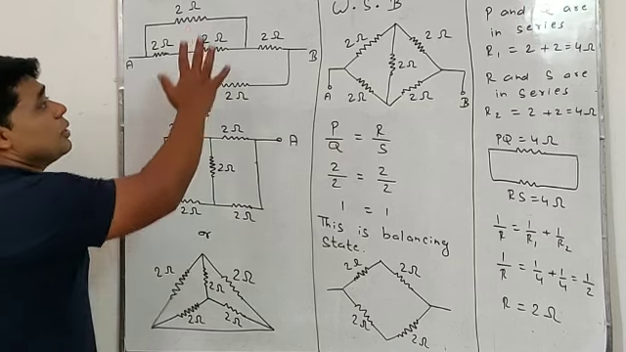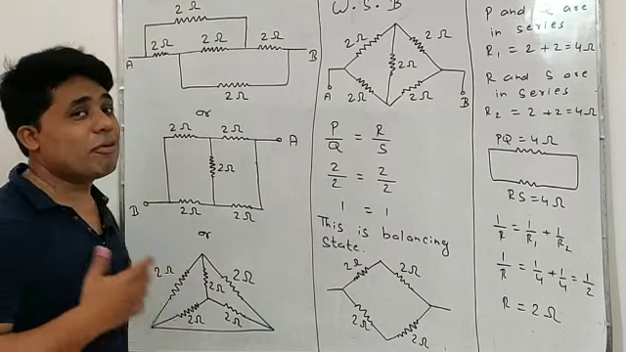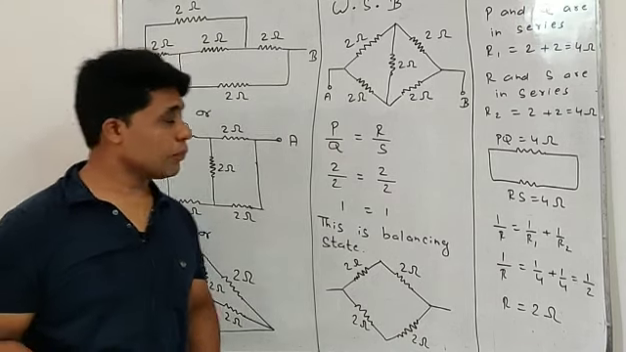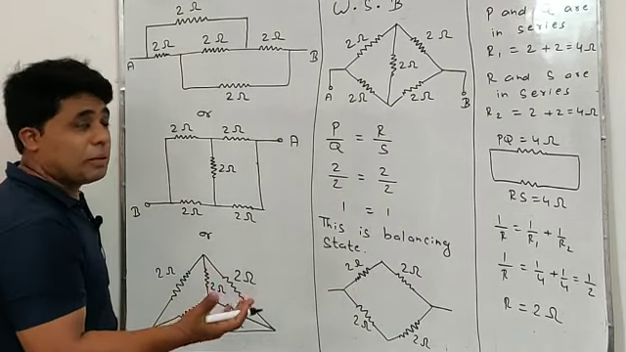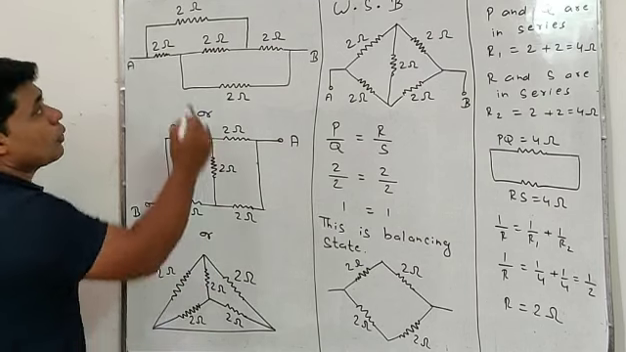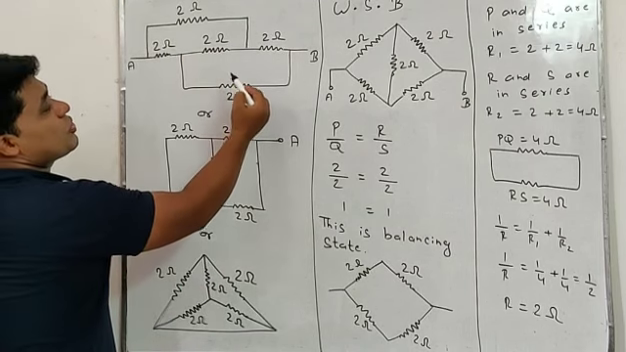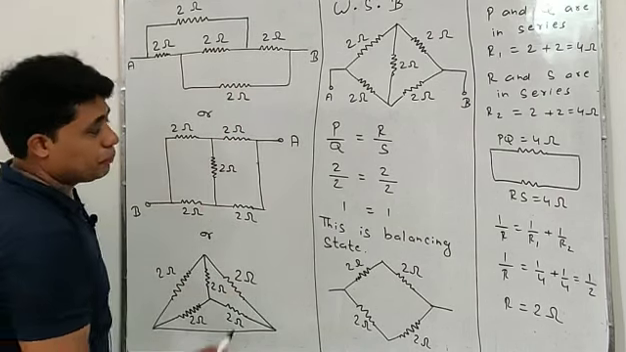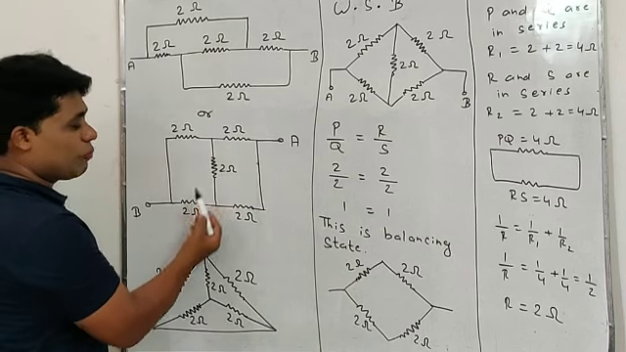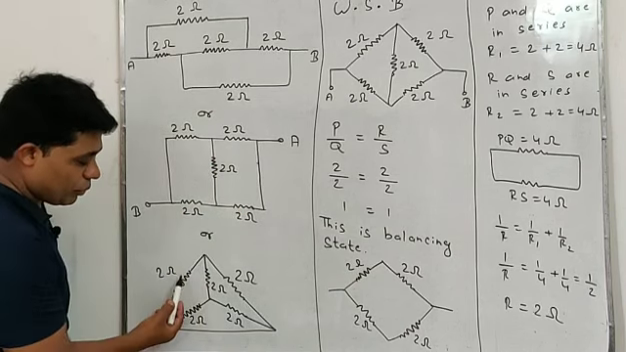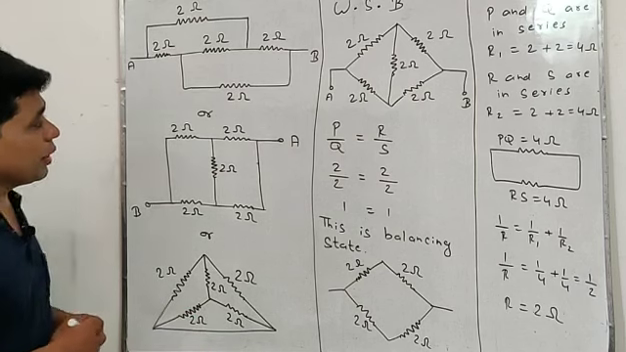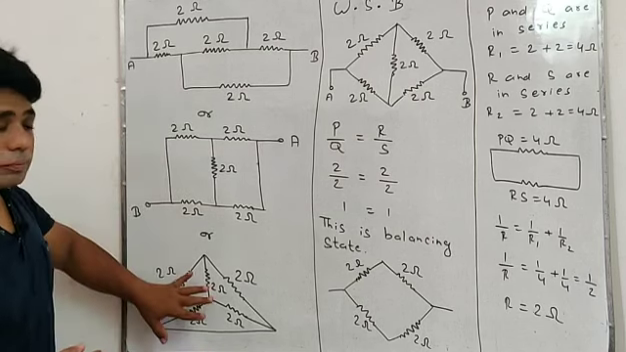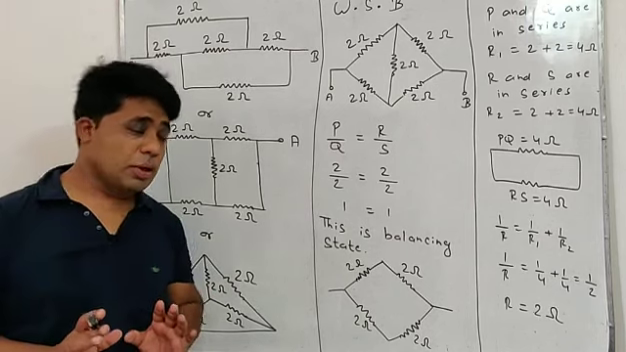Look at students, these three questions have one solution. How? Look, we'll check the similarity between these three diagrams. Two resistances upwards, two downwards, one in the middle. Similar: two resistances upwards, two downwards, one in the middle. Downwards, upwards, and one in the middle. It means the three questions have one solution.